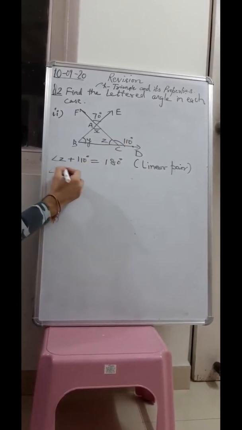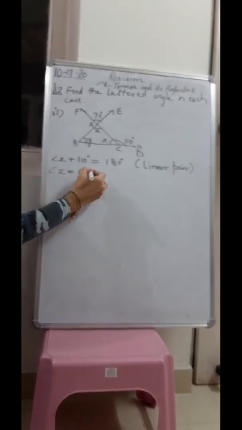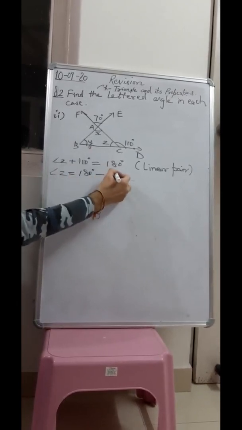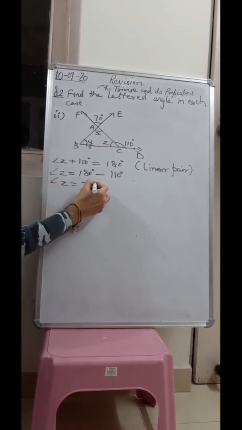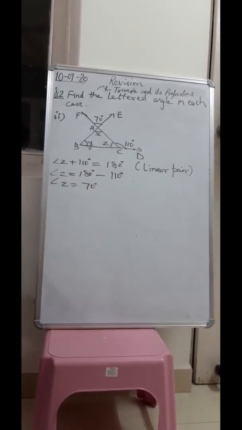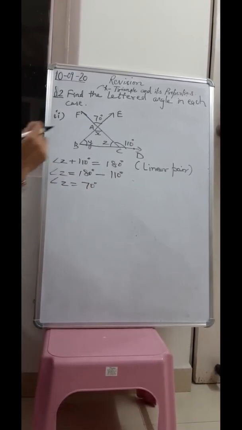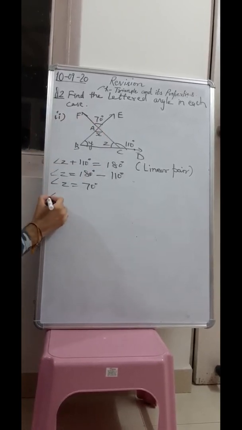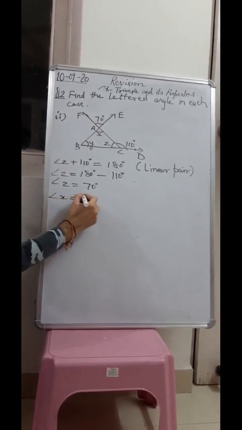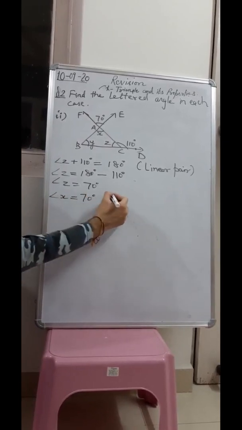So angle Z will be 180, this will go on the right hand side and it will get subtracted, so angle Z equals 70 degree. This way we can find out angle Z. Now we are going to find out angle X. Angle X will be equal to 70 degree.